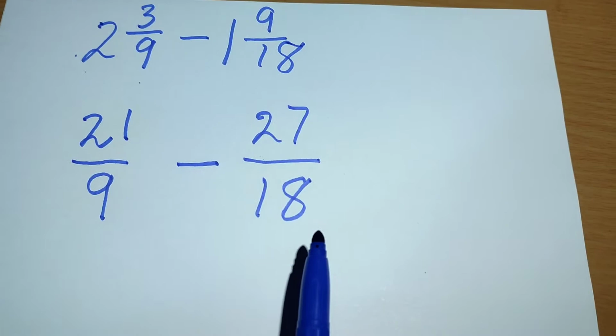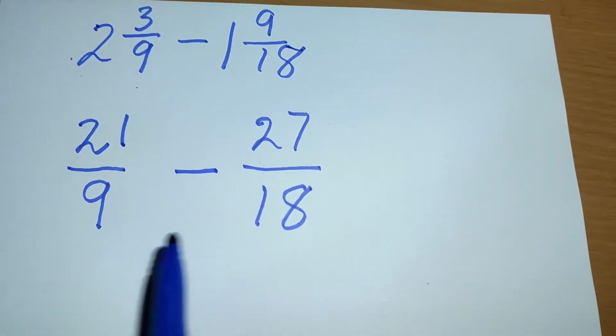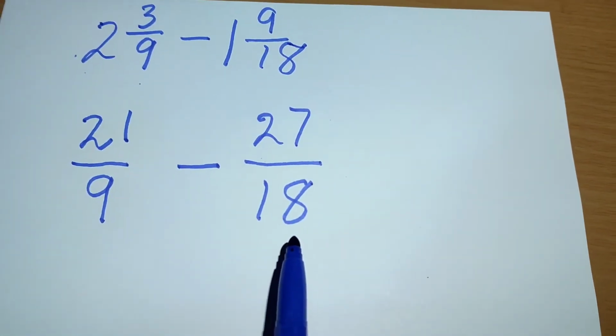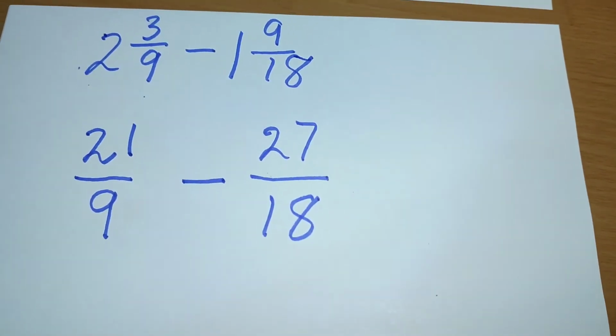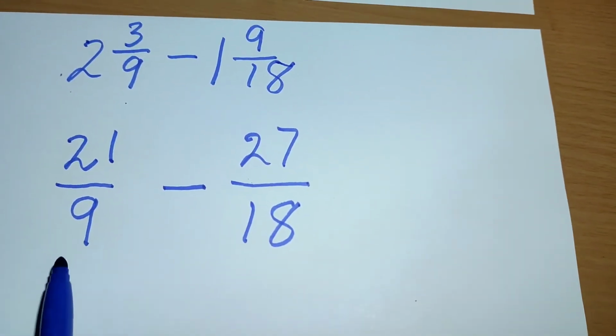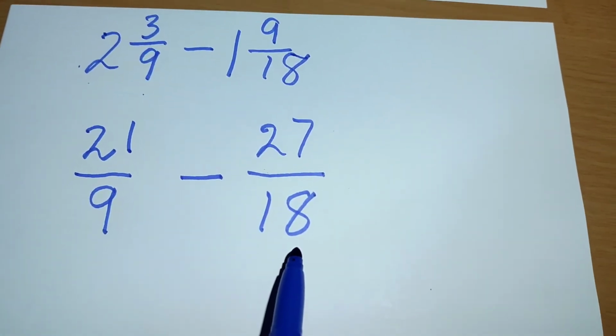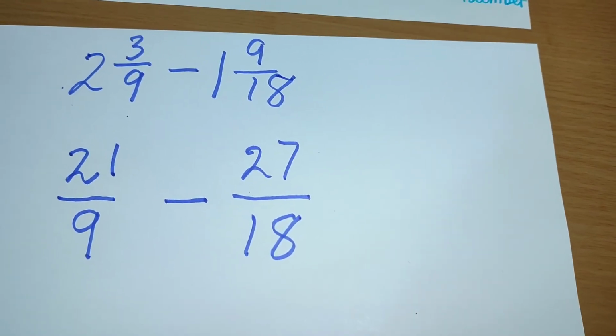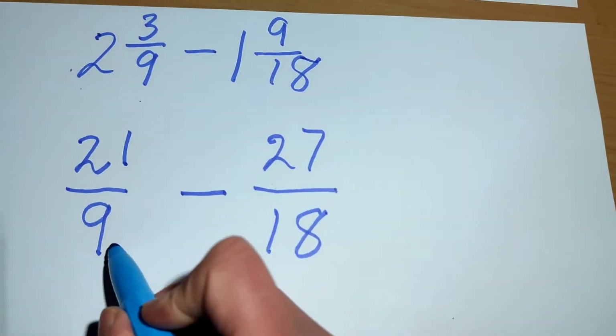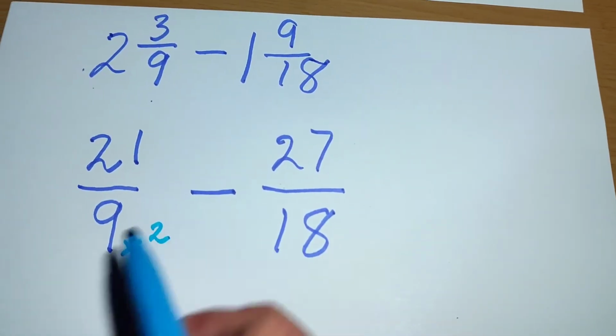Okay, can we take these fractions away now? No, we can't. Why is that? Because they have different denominators. We need to make sure that they have the same denominator. What's the lowest common multiple between 9 and 18? Oh, that's 18. So can we turn 9 into 18? Yes, we can. How do we do that? We times 9 by 2.